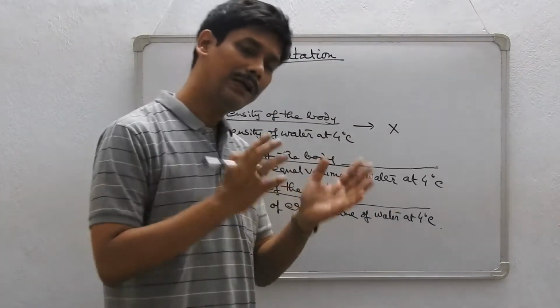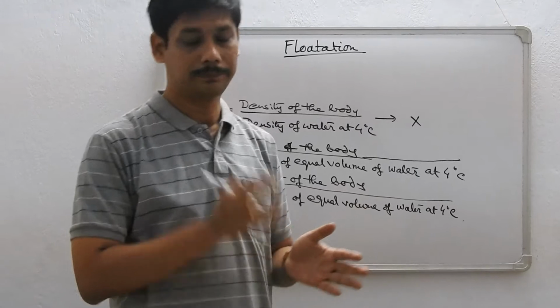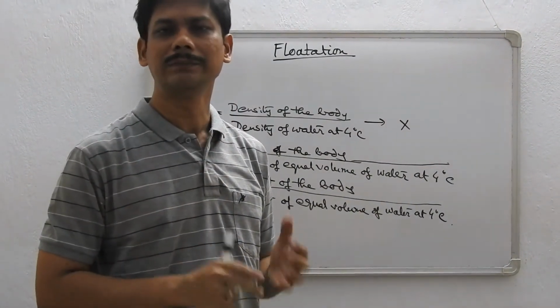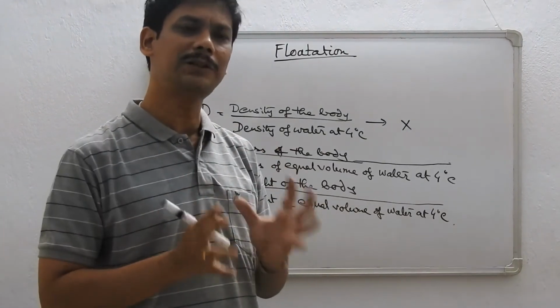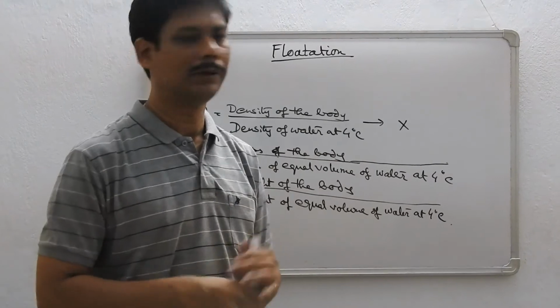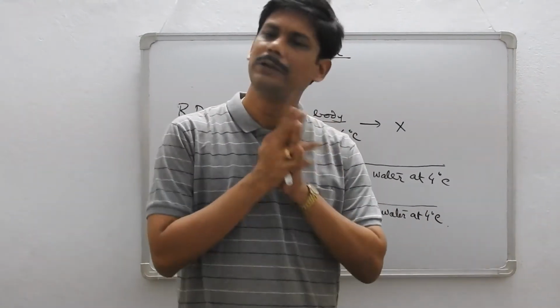Similarly, when we come back to the hollow ship, the hollow ship contains some air inside that makes the average density of the ship much less compared to that of water. How is it happening? Let's talk about a crumpled ball.